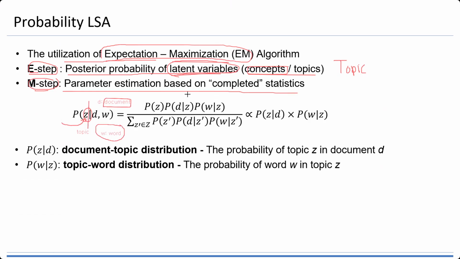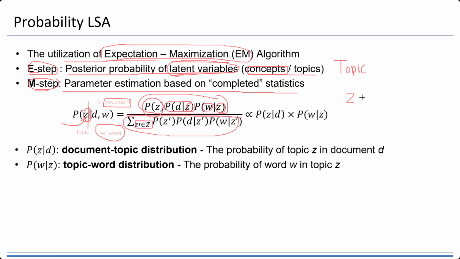So this is the formula. You don't need to worry about this one. We want to calculate the probability of Z. So what is the probability of the topic multiplied by the probability of the document given a topic and the probability of a word given a topic, divided by the summation of all the topics.